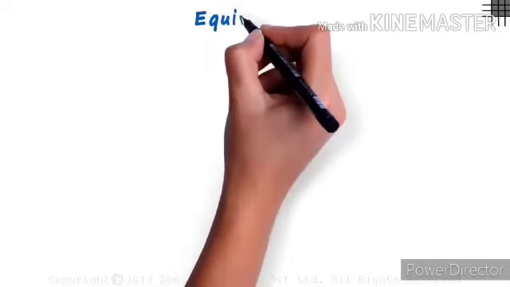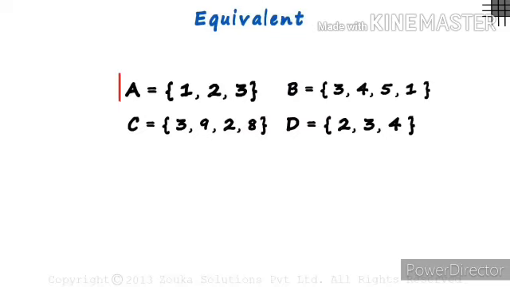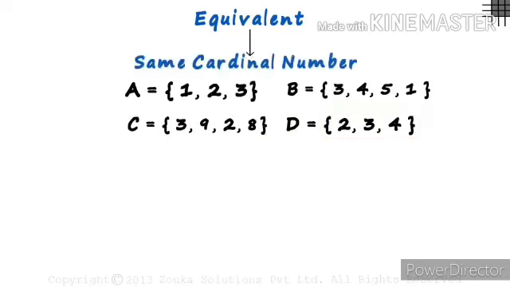Which are equivalent sets? To understand, consider these 4 sets. A consists of 1, 2, 3. B consists of 3, 4, 5, 1. C consists of 3, 9, 2, 8. And D consists of 2, 3, 4. Any two sets are equivalent if they have the same cardinal number. The cardinal number of a set is the number of elements present in that set. To know which of these sets are equivalent, let's find the cardinal number of each of the sets.